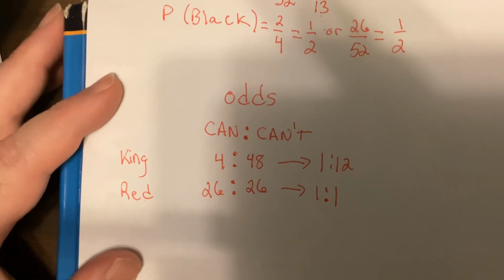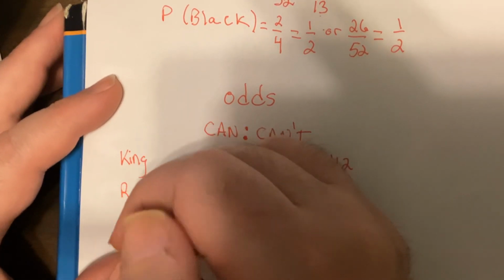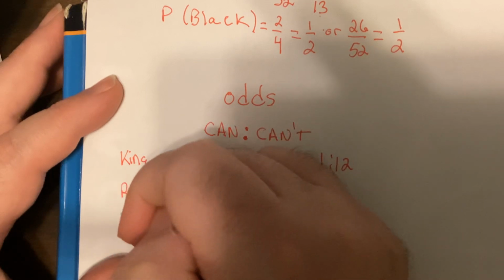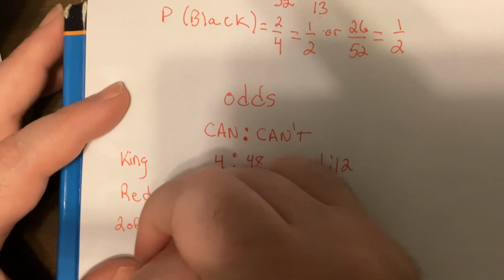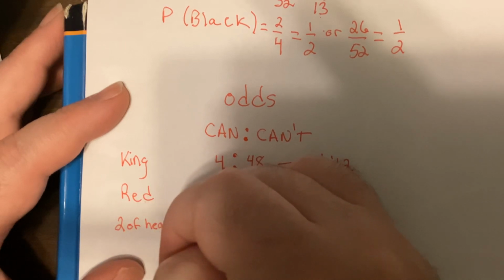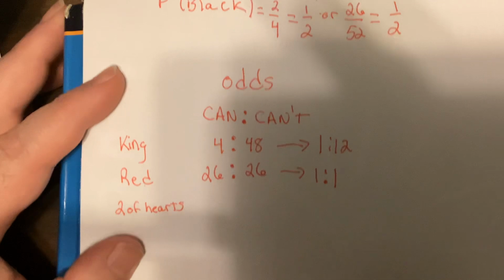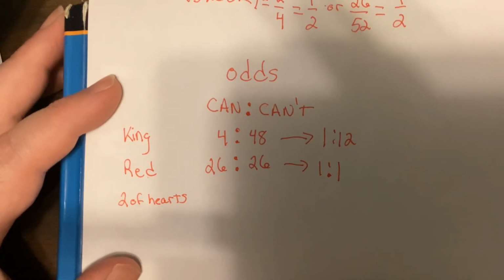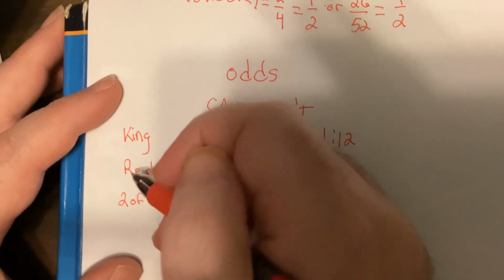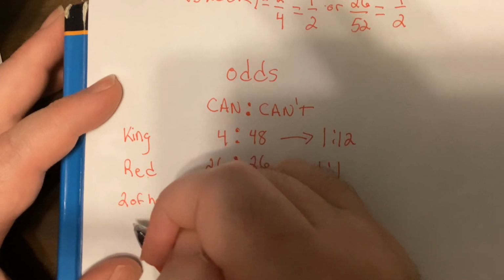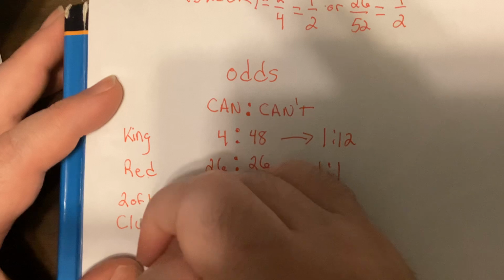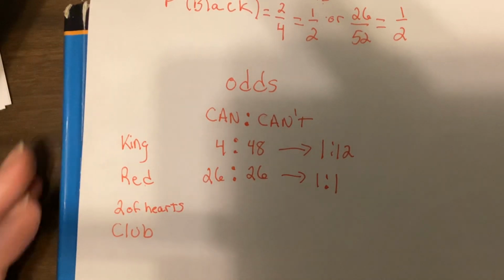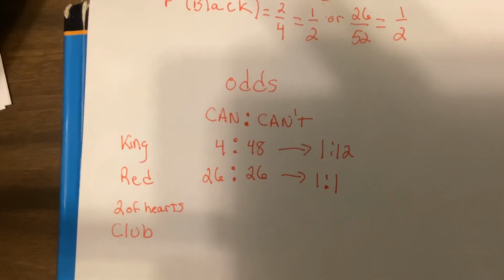So try a couple right now. What are the odds of getting the 2 of hearts? And what is the probability of getting a club? Do those 2 right now for me and then turn me back on. I would appreciate it.